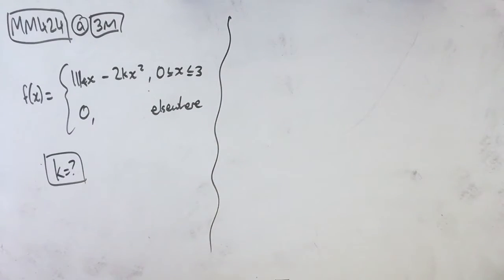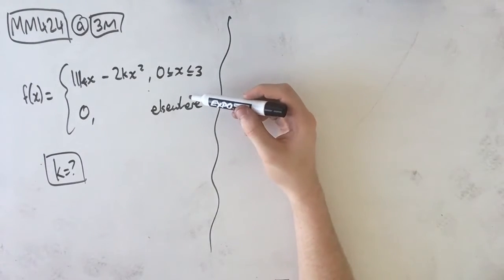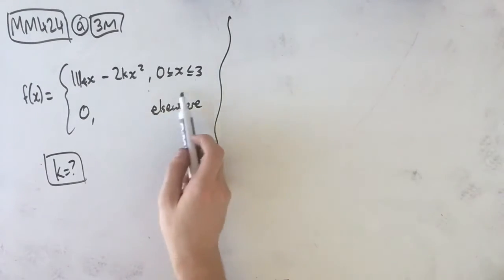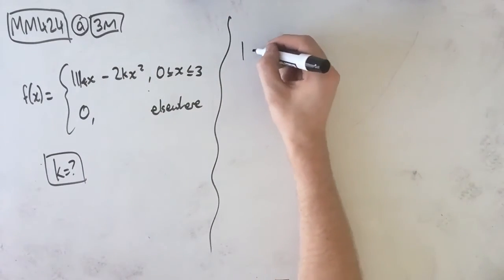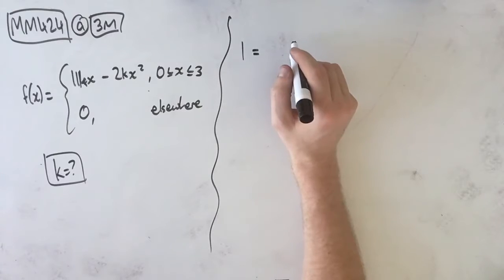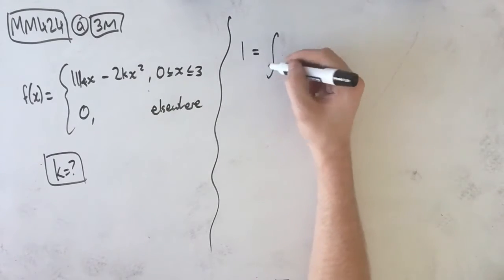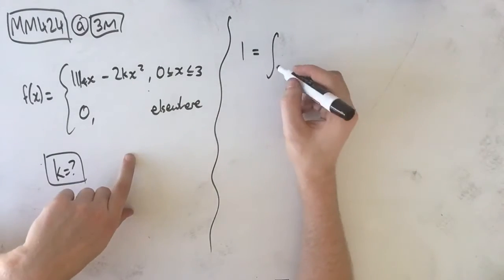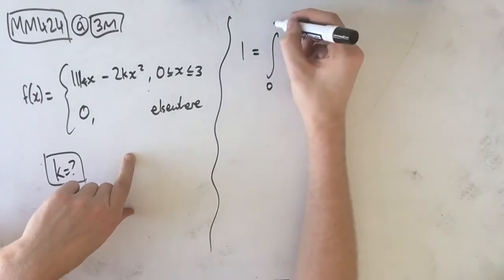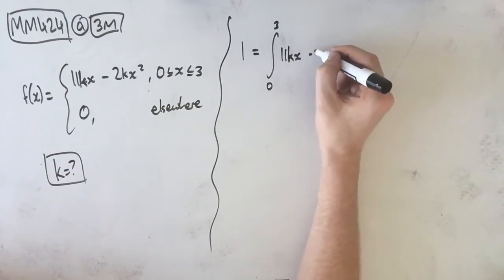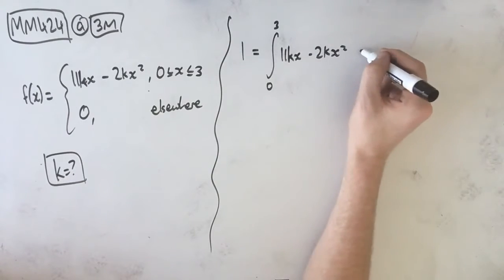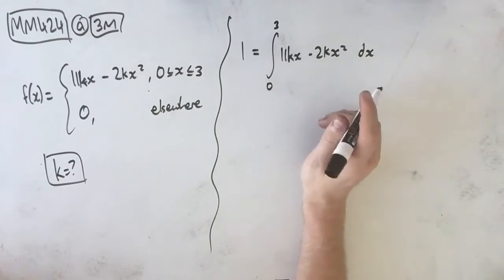Awesome. So first things first is to recognize that because this is a probability density function, the total area under this function is going to equal 1. Okay, that's a fundamental attribute of probability density functions, which means that the area, which is 1, is equal to the integral from 0 to 3, because that's our lower and upper bound, of 11kx take 2kx squared dx, right, because this is our function.